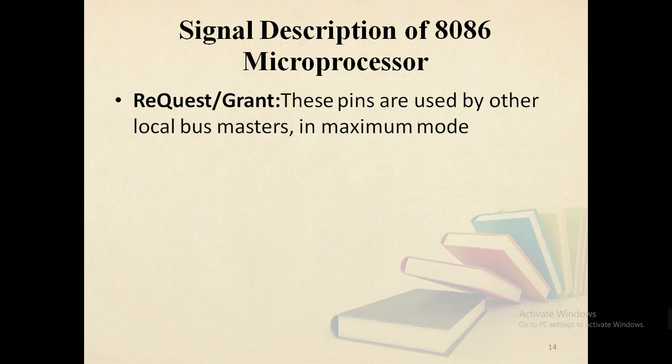And the last pin, that is request grant, or simply RQ bar by GT0 bar and RQ bar by GT1 bar. These pins are used by other local bus masters in maximum mode to force the processor to release the local bus at the end of the processor's current cycle. Each pin is bidirectional, with RQ bar by GT0 bar having higher priority than RQ bar by GT1 bar. Okay, this is the complete description of the pin diagram. Thank you.